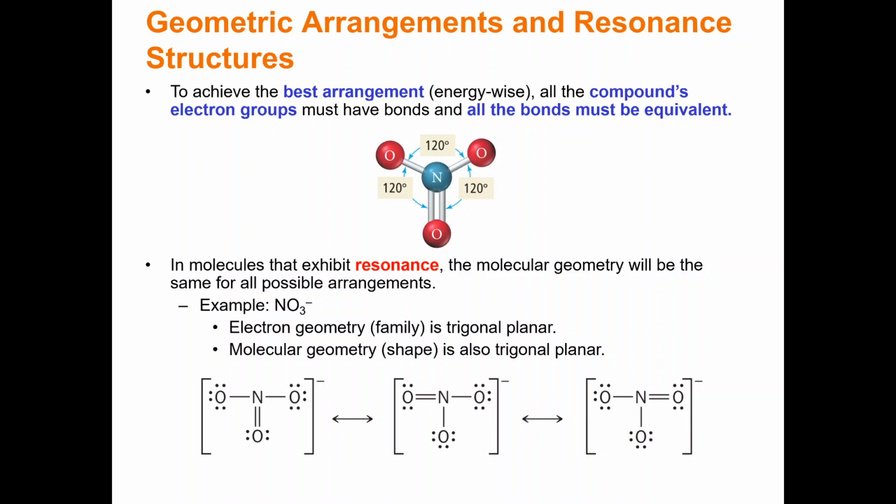Okay, so here we'll talk about resonance structures a little bit. To achieve the best arrangement, the compound's electron groups must have bonds, and all of the bonds must be equivalent. Meaning that even though we draw this molecule with the double bond here, in all reality, it's not necessarily in that position. It could also be here or here. So energetically speaking, they all have to be equivalent. And what we end up with is what we call resonance structures. What this means is that we can move that double bond around, and it's all the same structure.